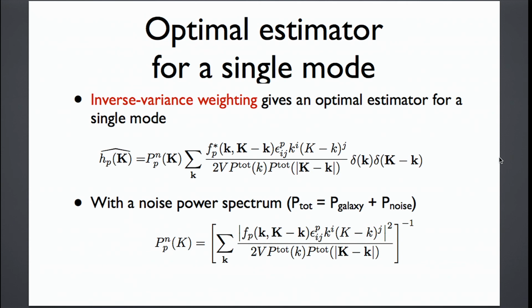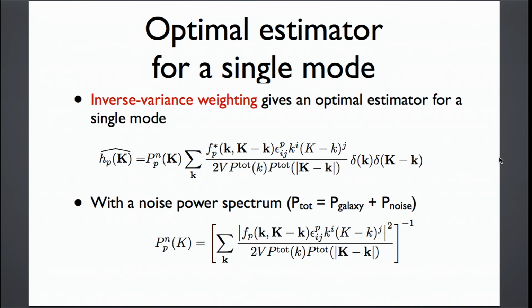And then we construct the optimal estimator by inverse-variance weighting this naive estimator of correlating delta of k to delta of k minus k, whose expectation value is 0 in the conventional cosmology. But now we have this non-trivial 3-point function. This thing is non-zero, and we just weighted it optimally. And then you get the noise power spectrum.